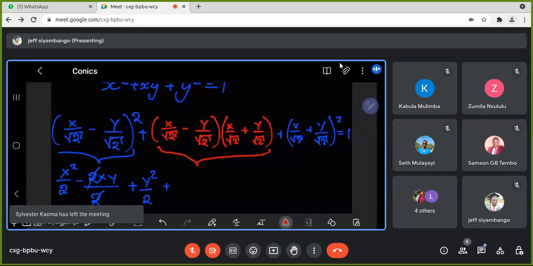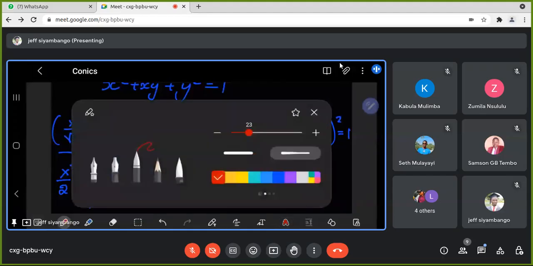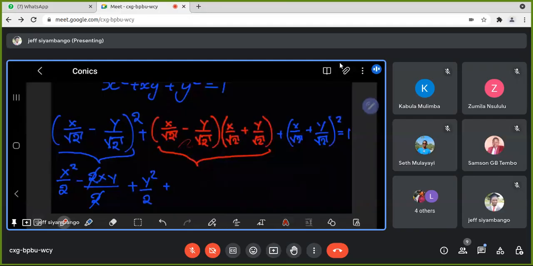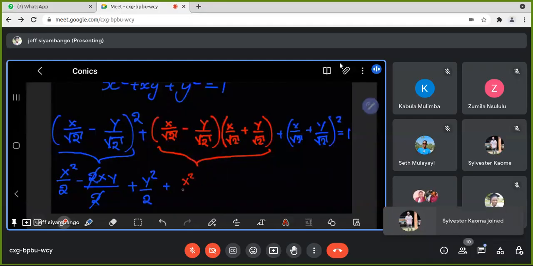This is the difference of 2 squares. So how does it expand or simplify? We know it's just the first term squared, which will be x squared over 2, because that's root 2 squared. Then minus the second term squared. The second term is y over root 2, so this will be y squared over 2 as well.